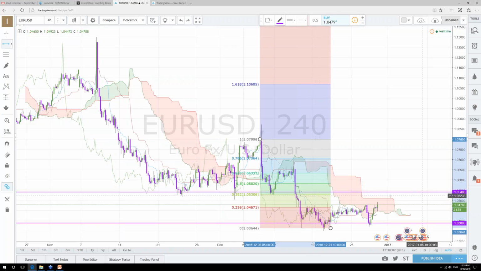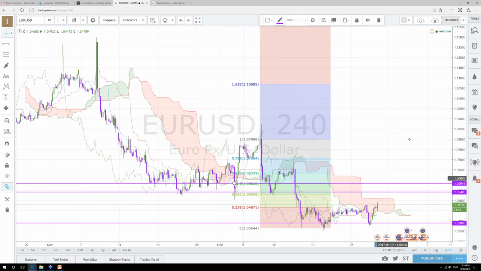So the first one is the 23%. You already have it almost at 105.40. This is a short-term trade, and the second one, which is probably going to hold, is 105.84. This is a short-term trading strategy if the pair breaks above on the 4-hour chart.